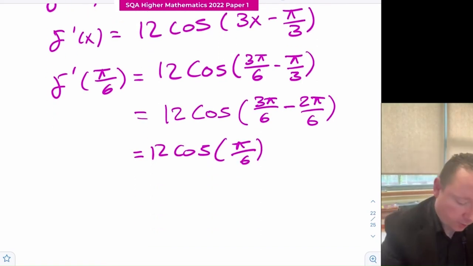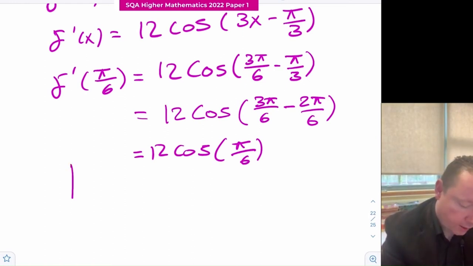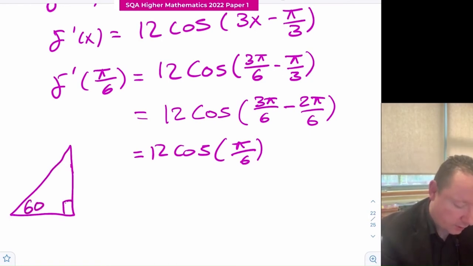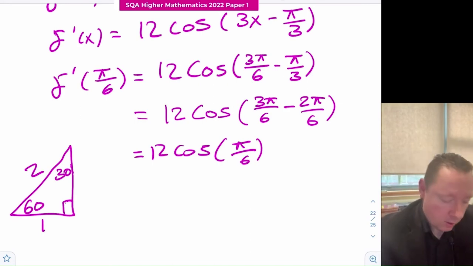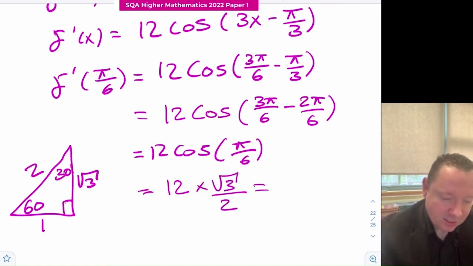Pi over 6, if you prefer to think in degrees, is 180 divided by 6, which is 30 degrees. So it's 12 cos of 30. If you're not sure of what that is, let's draw an exact value triangle. If this was 60 degrees, that would be 30 degrees up here. This would be 2, this would be 1. 2 squared is 4, minus 1 squared is 1, so that gives you 3, so we get root 3. And we're looking at the cos, so it's adjacent over hypotenuse, root 3 over 2. So you get 12 times root 3 over 2. 12 divided by 2 is 6, so you get 6 root 3 as your final answer.